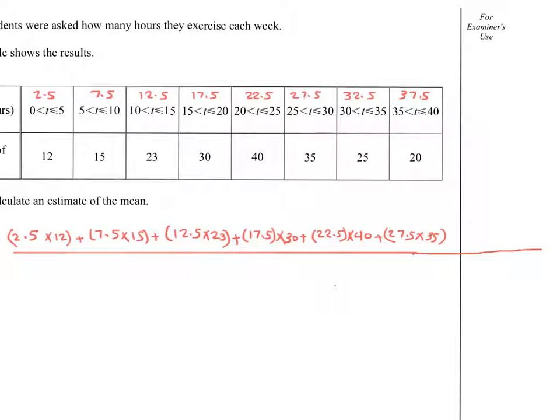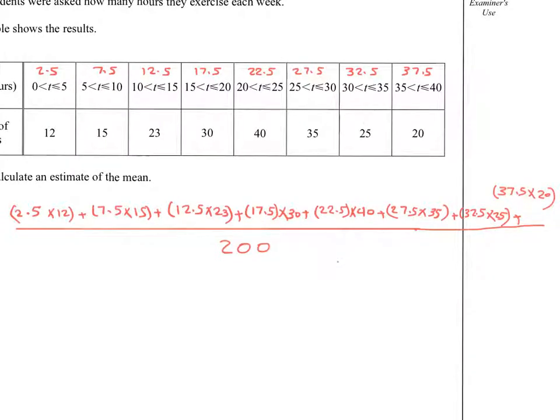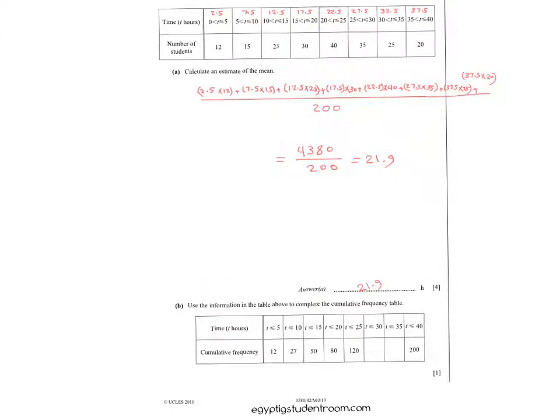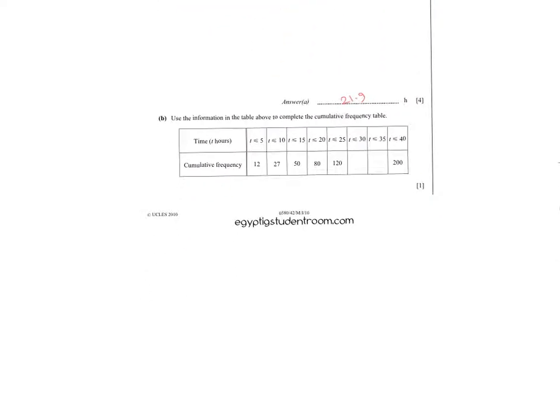We can extend it. Then 32.5 times 25, and last 37.5 times 20, and divide all by 200. Divide by 200, then find the mean. Equal 4,380 divided by 200, 21.9. The second table, you can complete the second table from the first one.